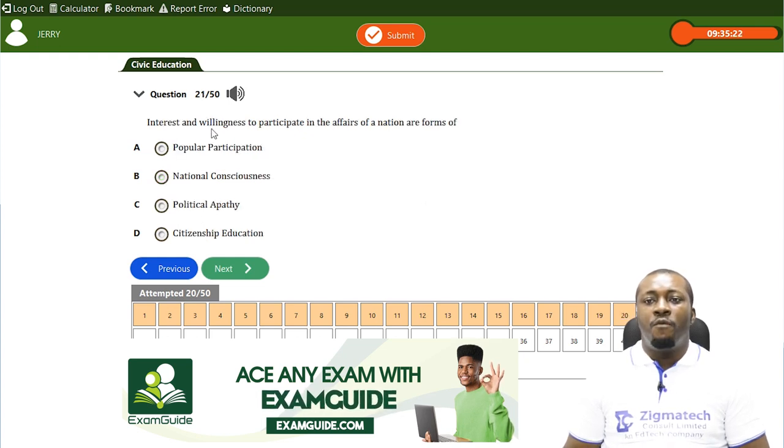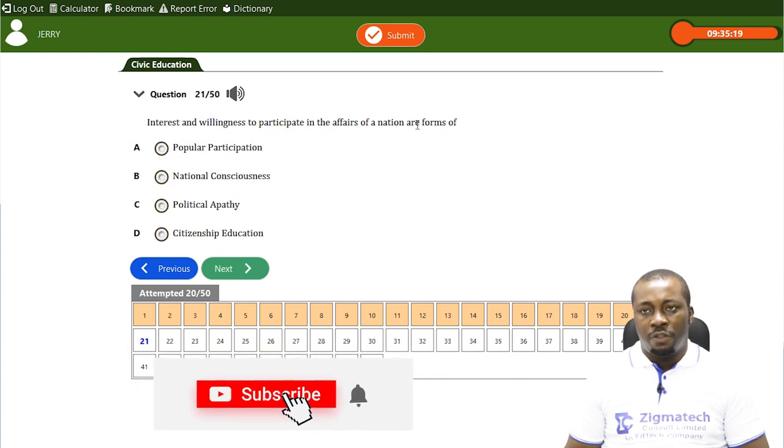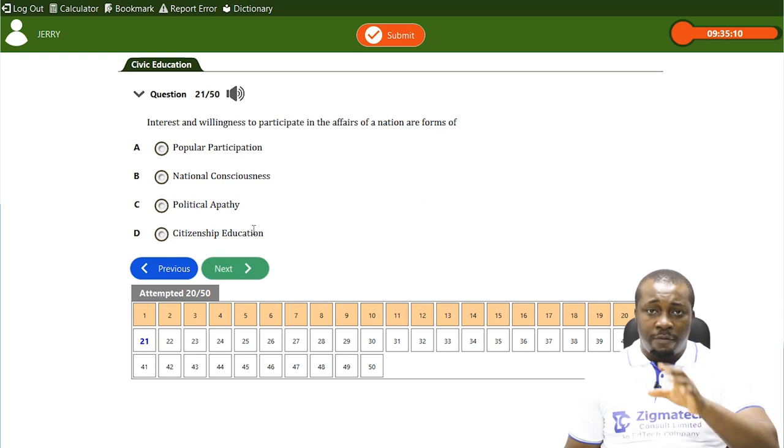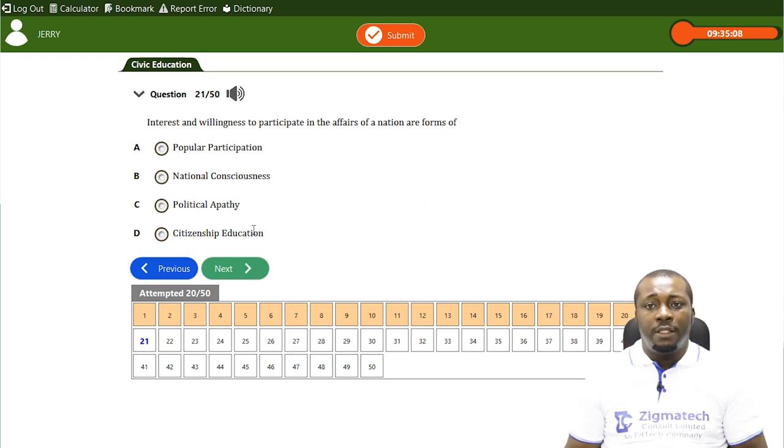Now, interest and willingness to participate in the affairs of a nation are forms of, is it D, citizenship education? Citizenship education is the education that trains you in the right values of the society, obligation as a citizen. It's not political apathy, which is C, lack of interest. So that's even the opposite. B, national consciousness, the awareness of common identity shared by people of a particular country. Now, A is popular participation. That is the interest and willingness to participate in the affairs of a nation.